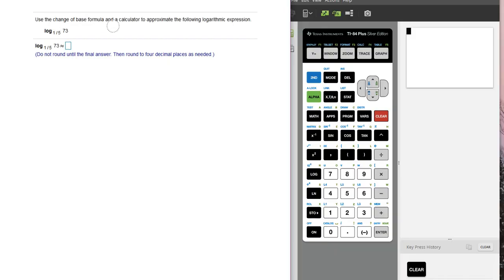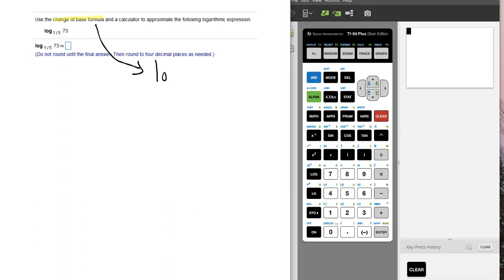Use the change of base formula and a calculator to approximate the following logarithmic expression. Log base 1/5 of 73. So let's talk about what the change of base formula is.